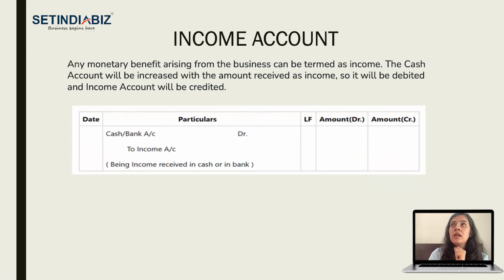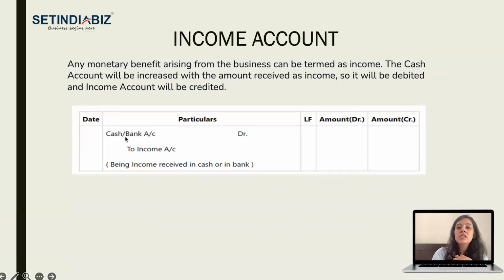Next is the income account. Any monetary benefit arising from the business can be termed as income. The cash account will be increased with the amount received as income. So it will be debited and the income account will be credited. Income means incoming of cash, and incoming of cash means an increase of an asset. It can be received in cash or in the bank. That is why we have written cash/bank account being debited, because we are receiving the income.